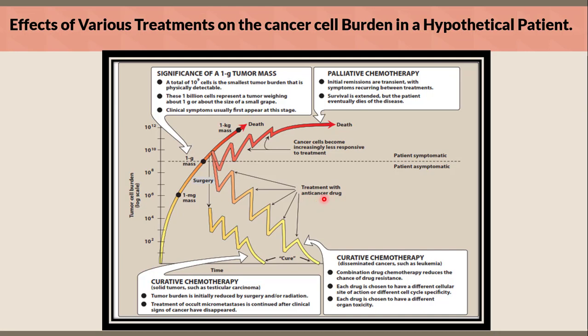Here is a treatment with anti-cancer drug and its cycles. The other option is palliative chemotherapy, as initial remissions are transient with symptoms recurring between treatments, and survival is extended, but the patient eventually dies of the disease. As you can see here, cancer cells become increasingly less responsive to treatment and finally death. Here we should notice that below the 1 gram mass, or 10 power 9 cells, the patient is asymptomatic, and the patient will be symptomatic from the 1 gram mass and above.